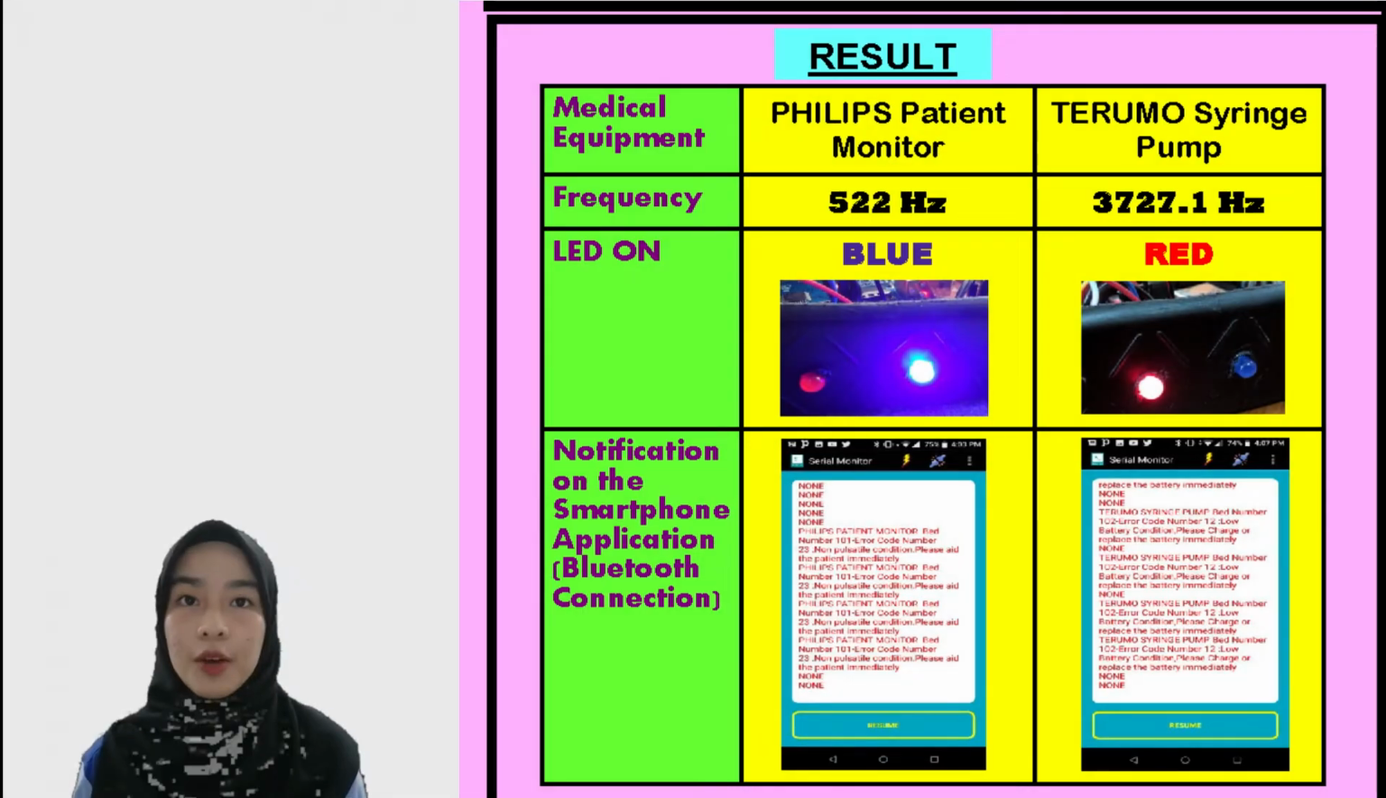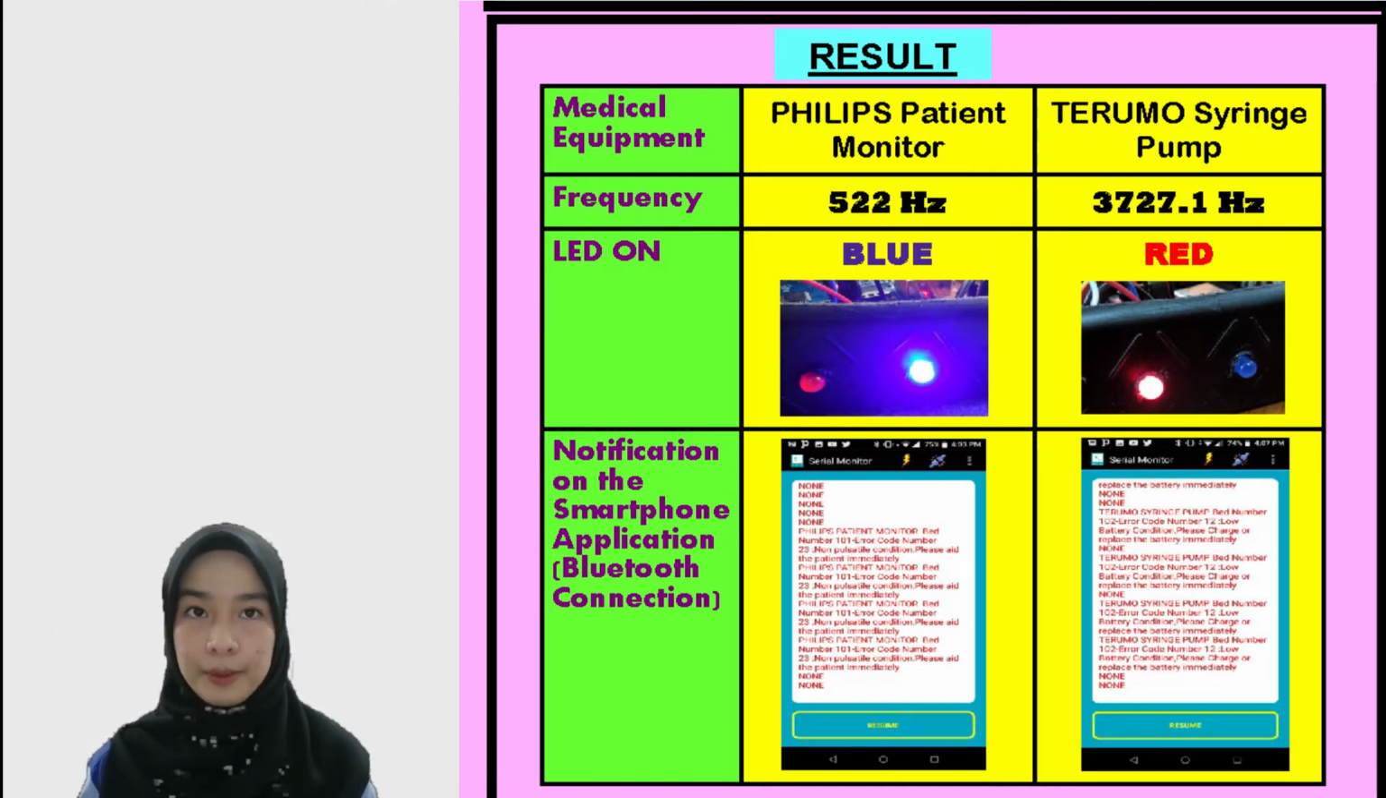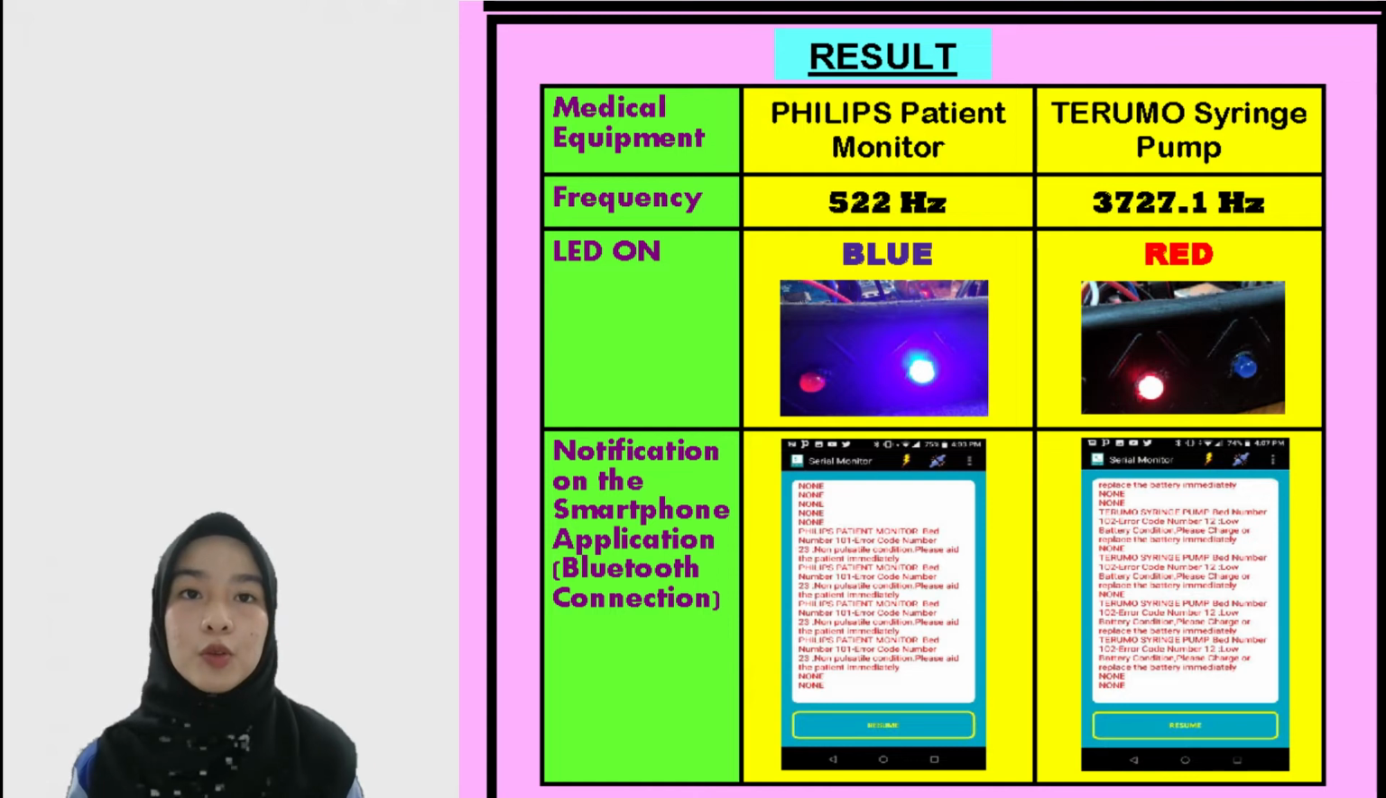For the result, we have measured the frequency, the color of LED and the notification on the smartphone using Bluetooth connection. For the first equipment, the Philips patient monitor, the frequency is 522 Hz and the color of LED is blue. Second is the Terumo syringe pump, the frequency is 3727.1 Hz and the color of LED is red.